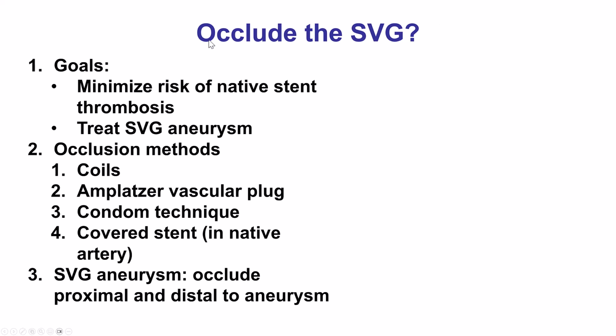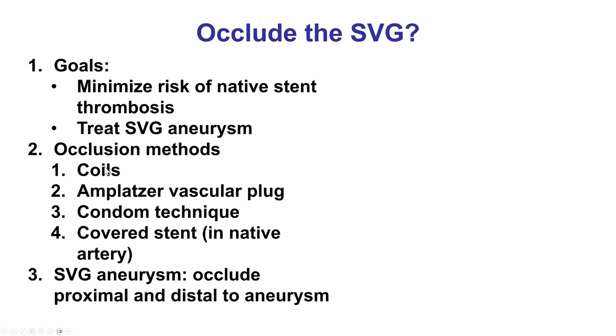So to summarize, the goals of closing the vein graft are to minimize the competitive flow and decrease the risk of thrombosis of the native stent that we place in the native coronary artery. Also, it can be used to treat vein graft aneurysm, but as we discussed, if there is an aneurysm, it is critical to close both the proximal and the distal end of that vein graft so that there is no pressurization of the aneurysm cavity.